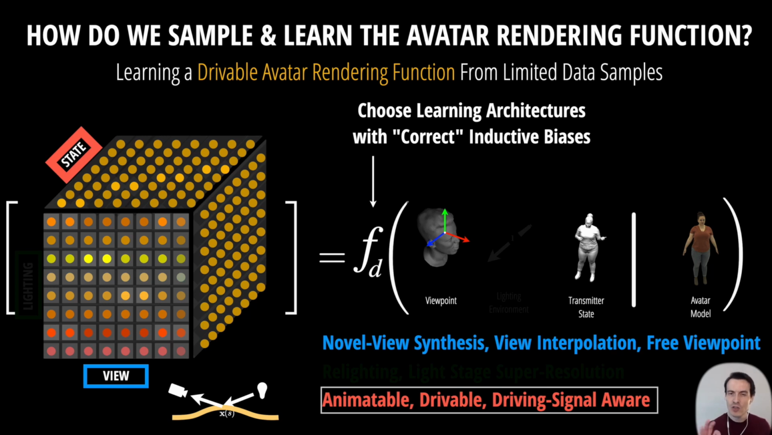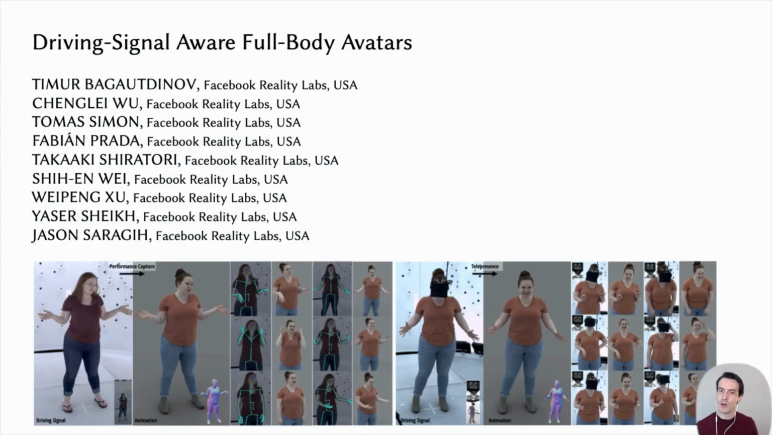So now I'd like to switch gears a little bit and forget about lighting and instead focus on the state axis. So this is going to be the problem of generalizing across the state space. And this problem becomes more apparent when we're building full body avatars. So for the second part of the talk, I'm going to talk about driving signal aware full body avatars. And this is work done mainly by Timur and is also a paper in this year's SIGGRAPH.